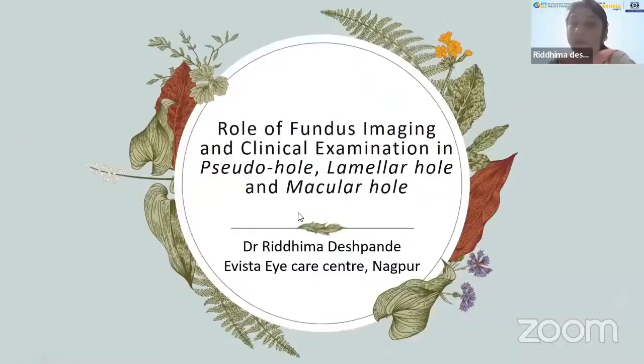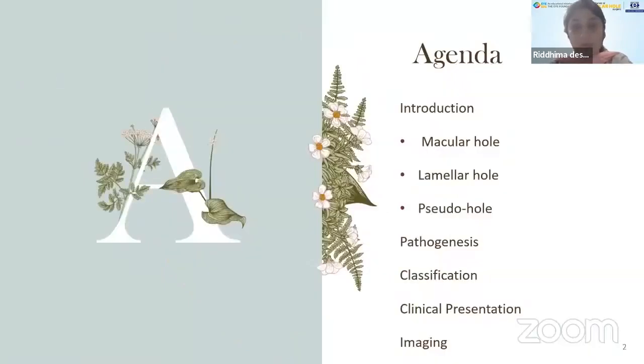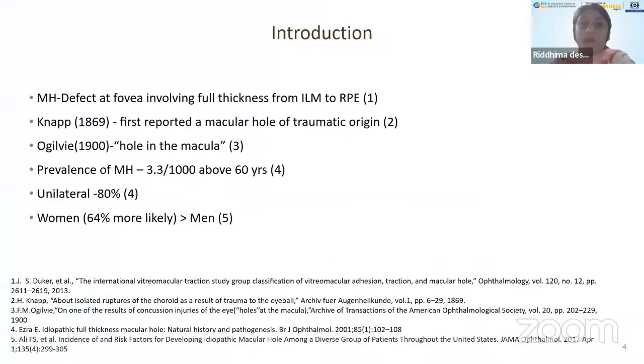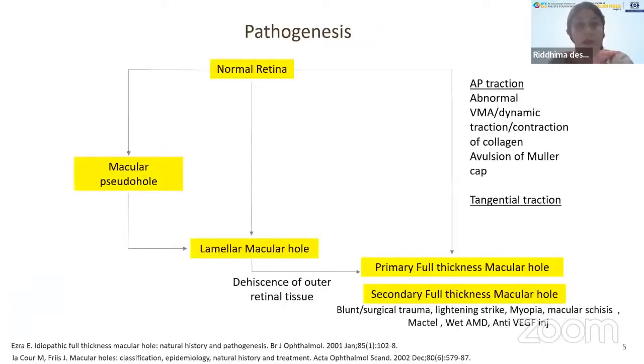I'm going to talk about the role of fundus imaging and clinical examination in pseudohole, lamellar hole, and macular hole. So this is the agenda of this presentation. We all know that macular hole is a full thickness defect at the fovea from the ILM to the RPE. It was first reported by Knapp, and this term was coined by Ogilvie in the year 1900. Prevalence is 3.3 per thousand population. It's usually unilateral, and women are 3 times more likely to develop a macular hole as compared to men.